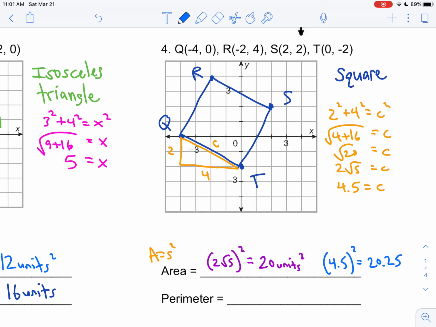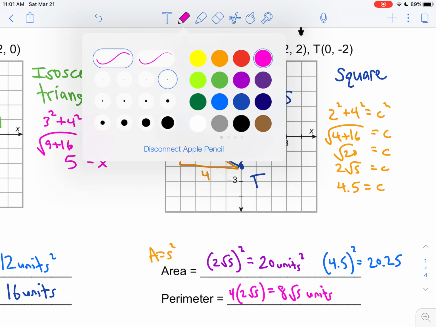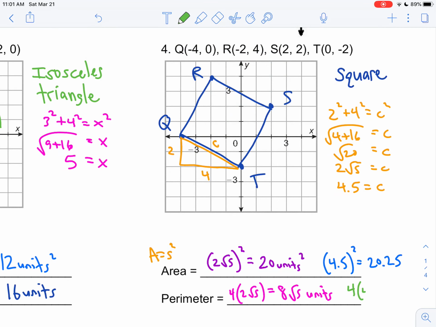So we can see how we can be a little bit off based on how we do it. And for now, our doing the perimeter, maybe you do like 2 root 5. And so you get 8 root 5 units. But maybe you just like the decimal. And so you have 4 sides. Every side is 4.5. And so that's 18 units.